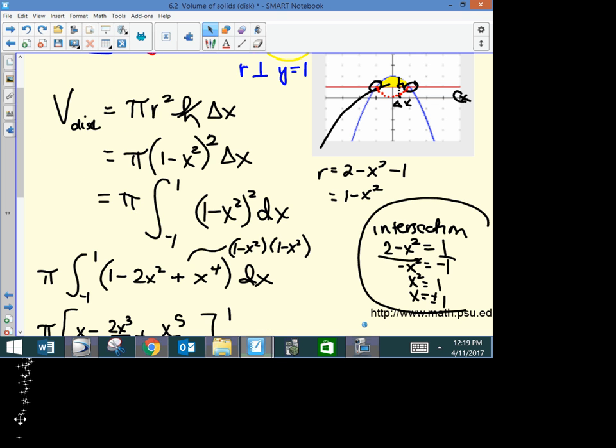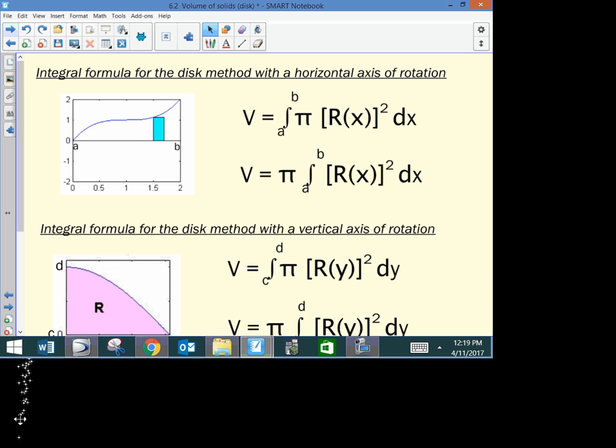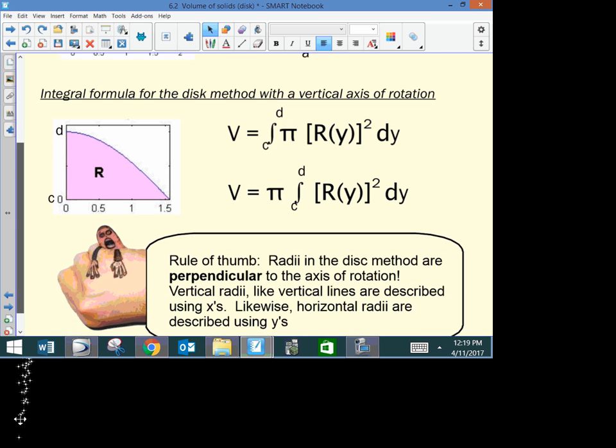All right. Let's try. This is just the generic information that we've been talking about. Pi r squared, r is your radius. Go from A to B. All right, this is in terms of x. If you do it in terms of y, you have to do r of y.